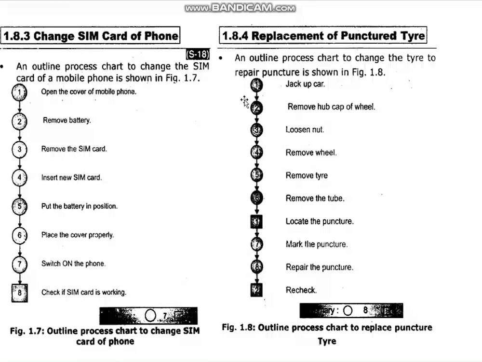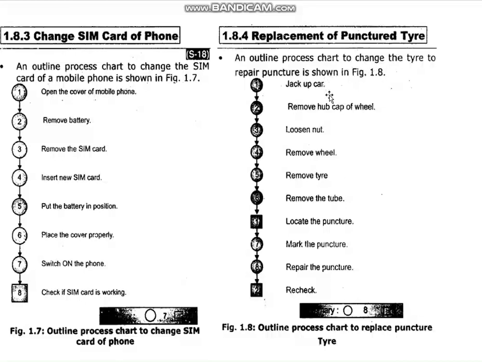Now this is another outline process chart. This outline process chart is for replacing the punctured tire. Here they are saying outline process chart to change the tire to repair a puncture.